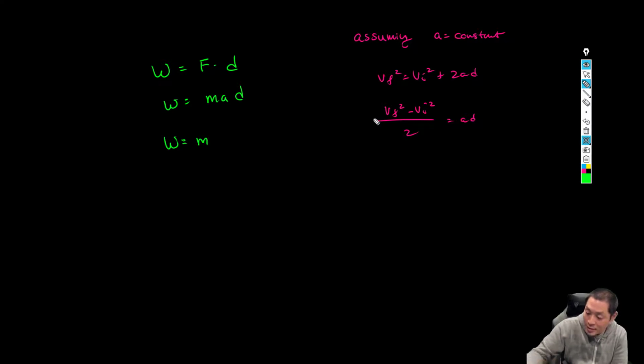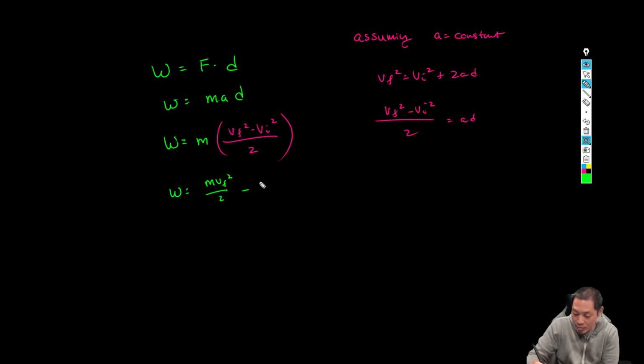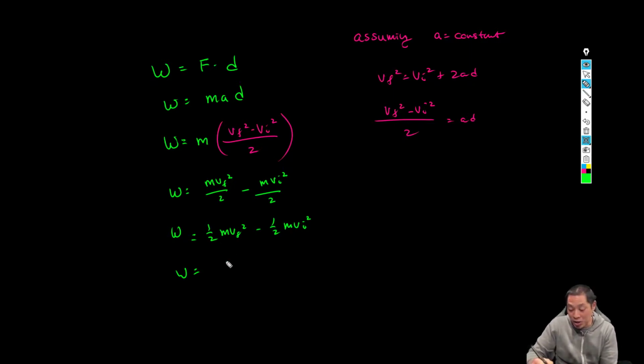So you have work is equal to mass times this entity right here, which is VF squared minus VI squared divided by 2. And if you work that out, or distribute, so you have mass velocity final squared divided by 2 minus mass velocity I squared divided by 2. Rearrange it a little bit, 1/2 mvf squared minus 1/2 mvi squared. You have change in kinetic energy.